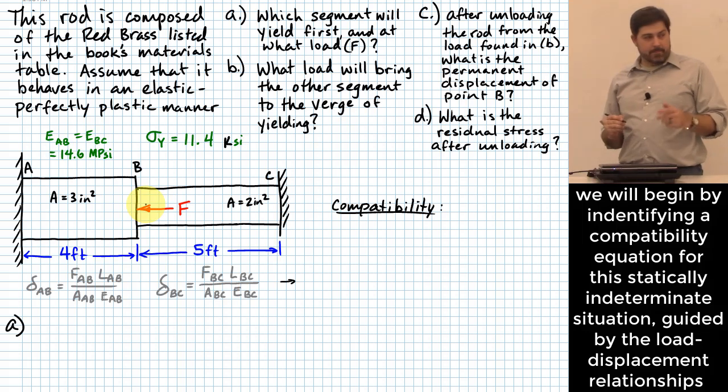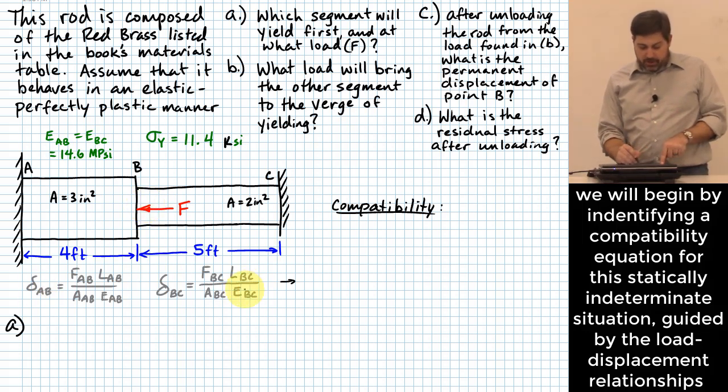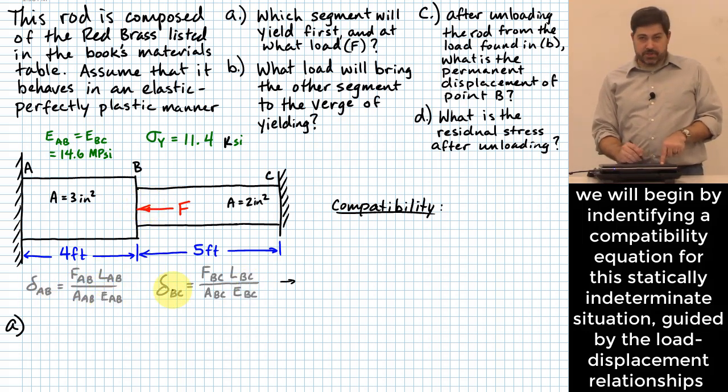Okay. To help out, I actually put down below here the load displacement relationships that I can expect, just in general terms, below each one of these segments. So for the left segment, as long as everything stays elastic, the change in length of the left segment is going to be F_AB L_AB over A_AB times E_AB, and similarly for this other one. This might give us an idea as to the variables we should be thinking about for compatibility. So tell me, what should our compatibility relationship be?